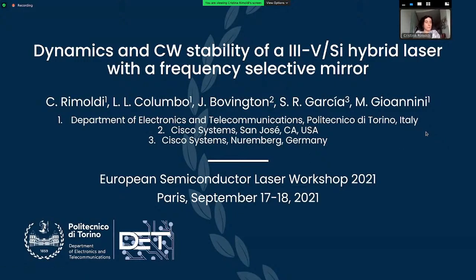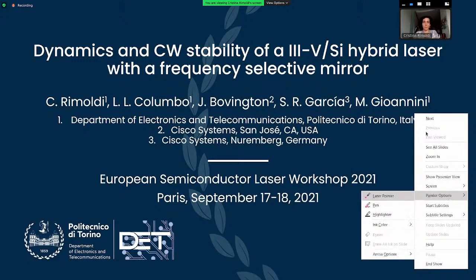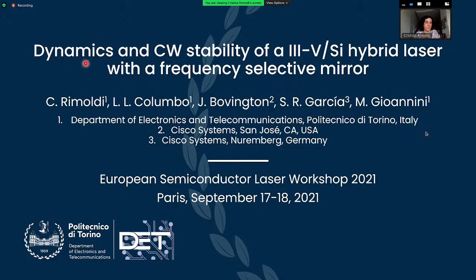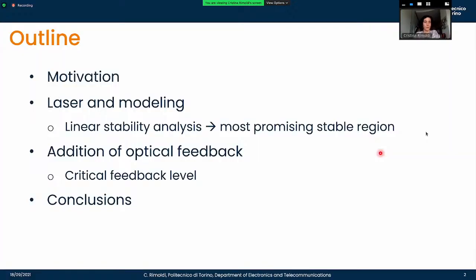My name is Cristina Rimoldi, and I'm a postdoc at the Department of Electronics and Telecommunications at Politecnico di Torino. And as introduced by the chairman, today I will be talking about the dynamics and CW stability of a III-V on silicon hybrid laser with a frequency selective mirror. So this is the outline of my talk. After spending a few words on the motivation of this work, I will talk about the laser that we are considering and its modeling. I will then introduce the possibility of adding an optical feedback to the system, and I will then draw some conclusions.